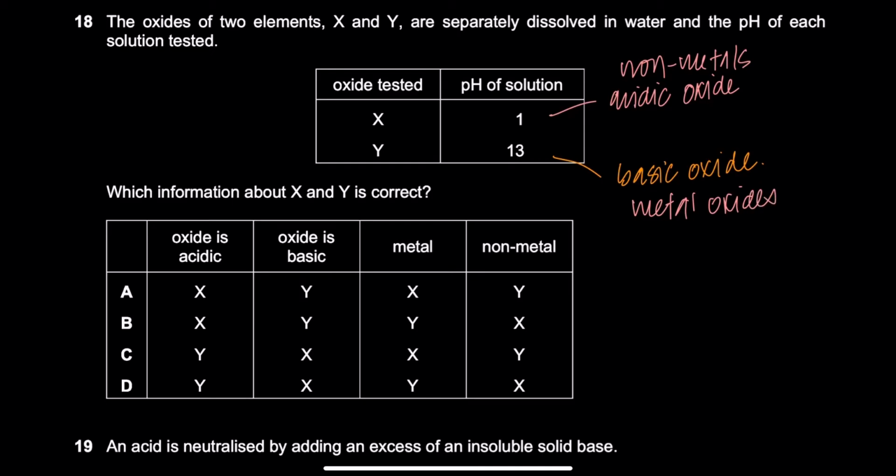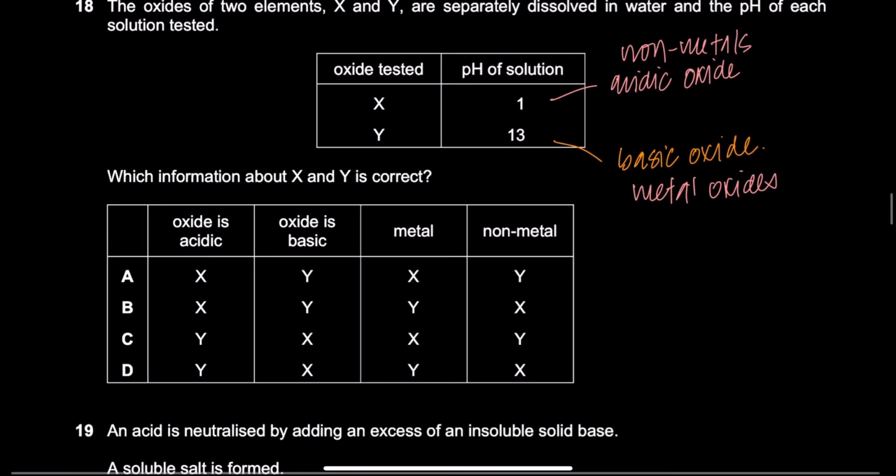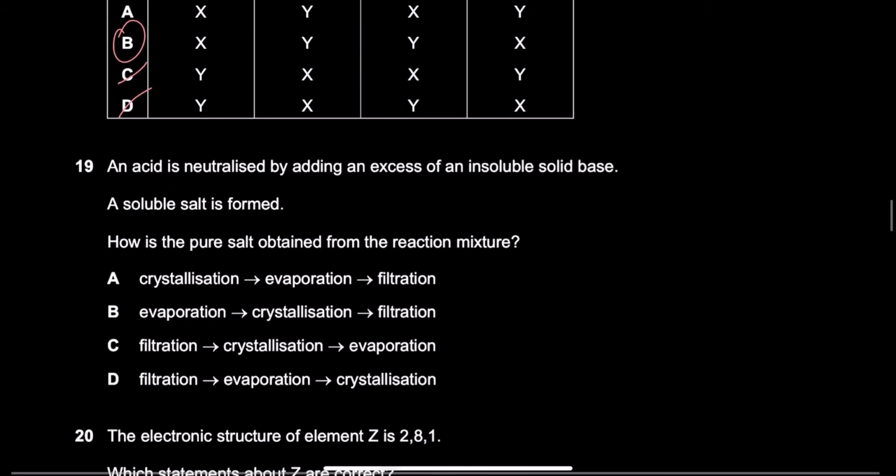So let's check it out. Which one is an acidic oxide and which one is a basic oxide? So X is acidic and Y is basic, so C and D are wrong. And the metal oxide will obviously be Y, therefore B is the right option.